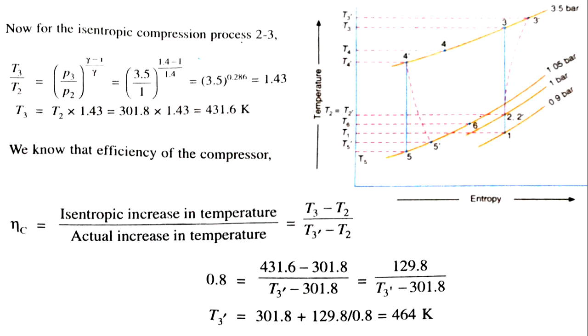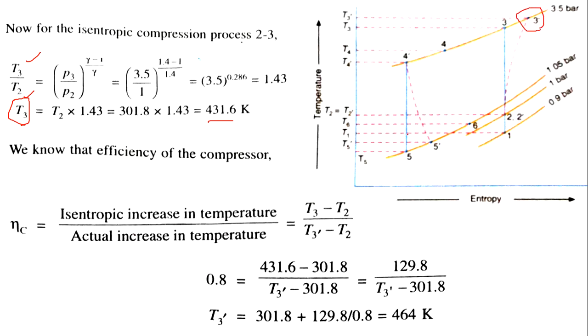Then we have to find out the isentropic process 2 to 3. This is happening in the main compressor. Again T3 by T2 is equal to P3 by P2 the whole raised to gamma minus 1 by gamma, same pressure temperature relation. From the relation we can find out the unknown temperature T3, so that is 431.6 Kelvin. Okay, then I have to find out another temperature which falls on that irreversibility, that is T3 dash.